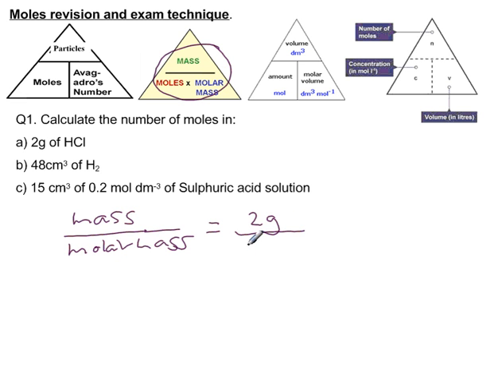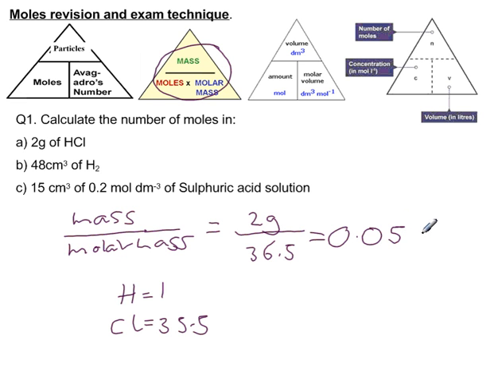So the molar mass, this is where you use your periodic table. If you look up hydrogen, there's an atomic mass of 1. Chlorine has an atomic mass of 35.5. So the molar mass for this will be 36.5. So the final answer is 0.0548 moles.